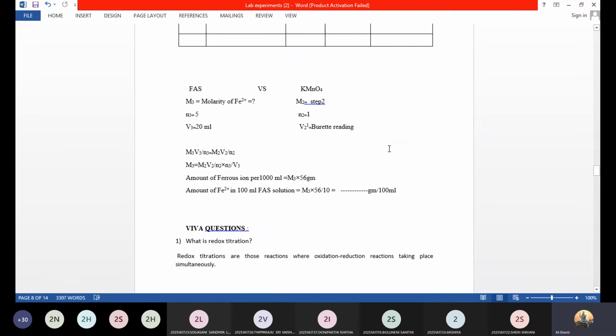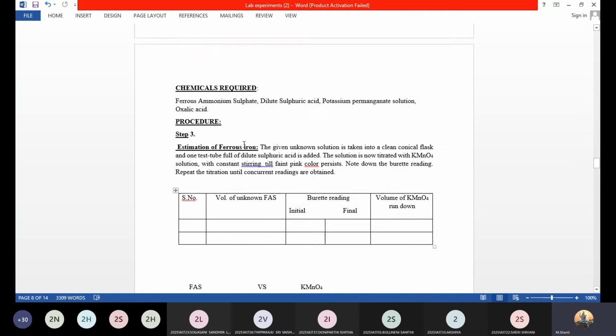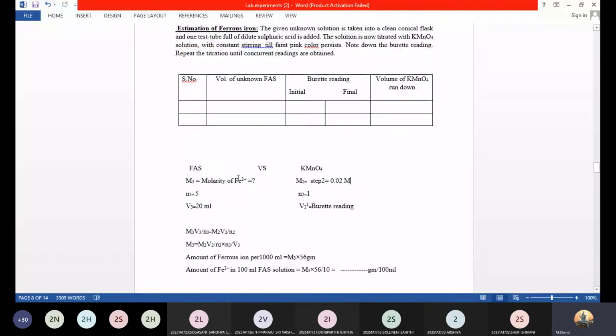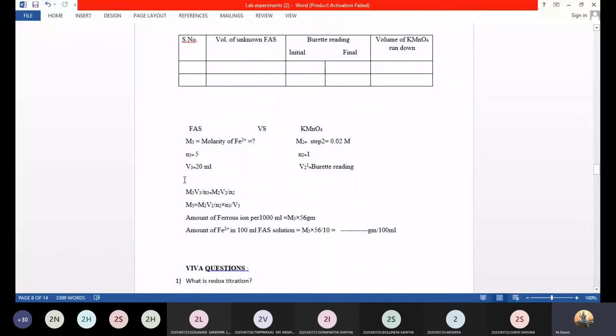So again here you have the step 2 value. The KMnO4 is 0.02, so this value you can directly write in your records, girls, because this is already provided to you. And here you can note down the number of moles from the balanced chemical equation. Here you have the number of moles 5, so you can write 5 moles of FAS and 1 mole of KMnO4. And V3, how much unknown solution you have to take, is 20 ml. And V2 prime is the burette reading.